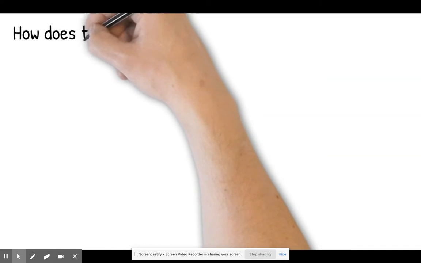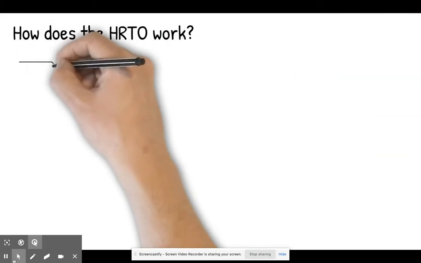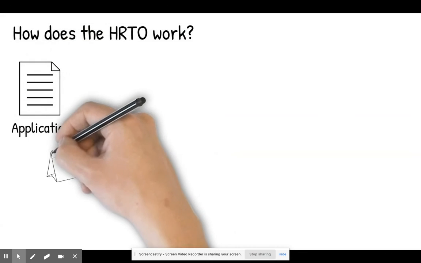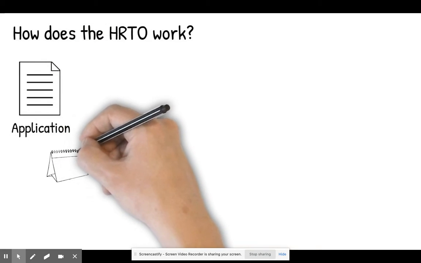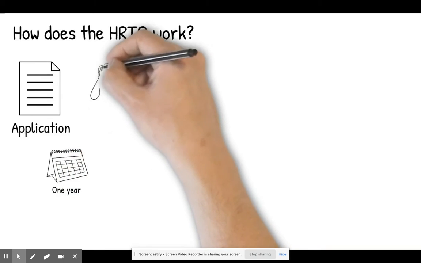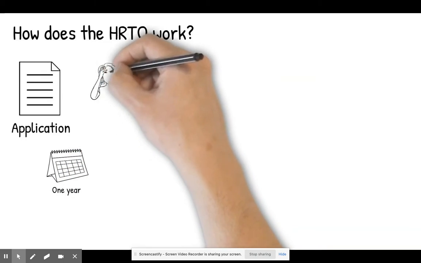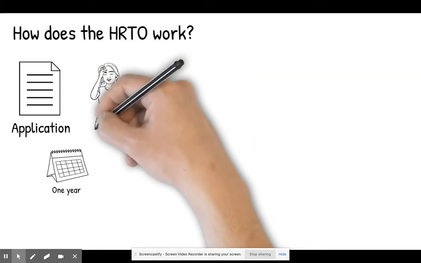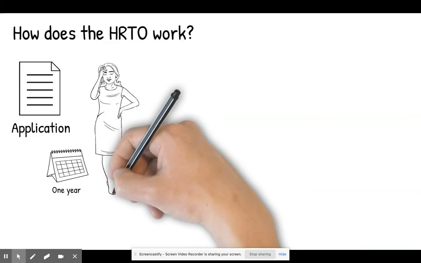So how does the HRTO work? Well, the process starts with a document called an application. There are time limits for making an application to the HRTO. You must file your application within 1 year of when the discrimination happened. If you were discriminated against or harassed more than once, then you must file the application within 1 year of the most recent incident of discrimination.